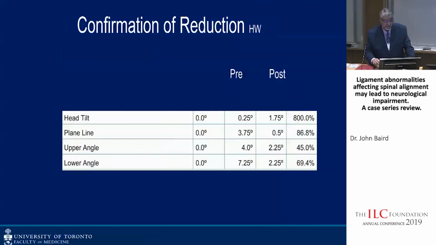And these were the numbers. The plane line, the angle of the atlas, was tilted high on the left, 3.75 degrees, and on the post it was reduced to 0.5 degree. The upper angle, which is between the center of the skull and the atlas, was 4 degrees, and it came down to 2.25. The lower angle between the atlas and the neck was 7.25, and it came down to 2.25.